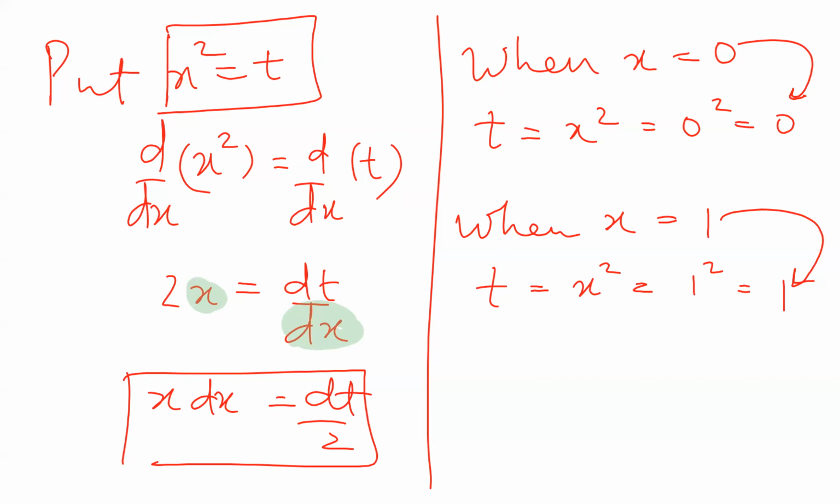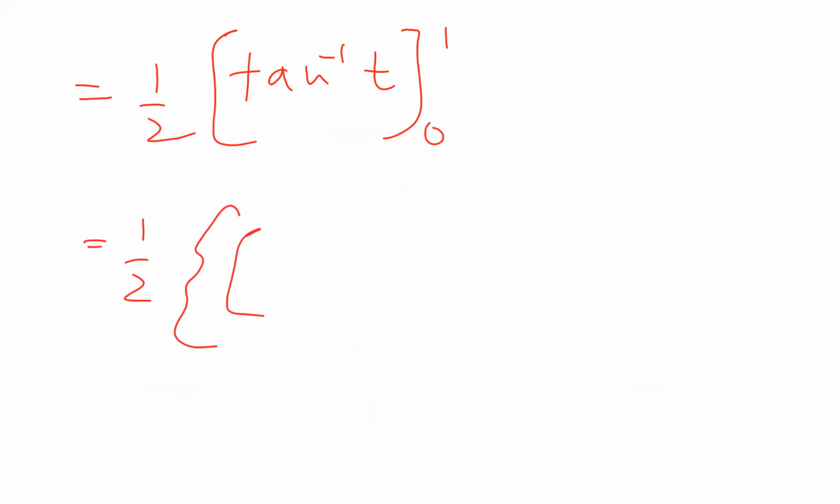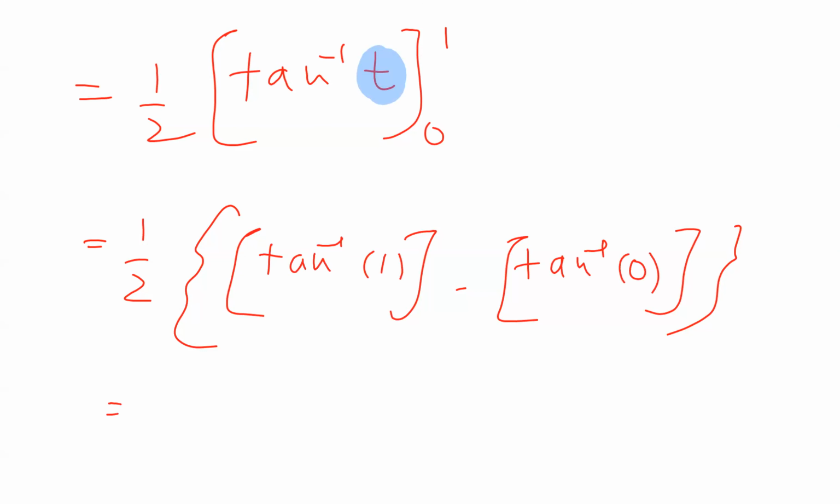Upper limit and lower limit. So half, put a curly bracket, box minus box, because half is for both. In place of t, put the upper limit, that is 1. In place of t, put the lower limit, that is 0. Tan inverse 1 is 45 degrees, which is nothing but pi by 4. And tan inverse 0 is 0. So the answer is pi by 8. See, I have not kept the answer in degrees, I have converted it into radians. So the answer is pi by 8 over here.